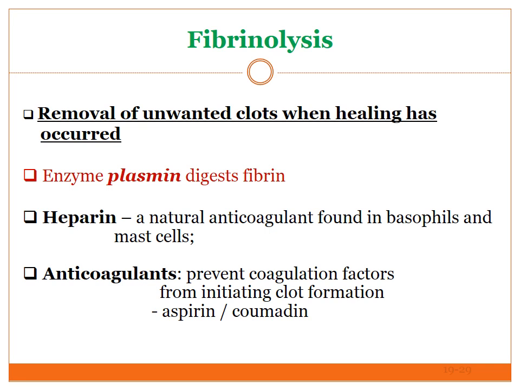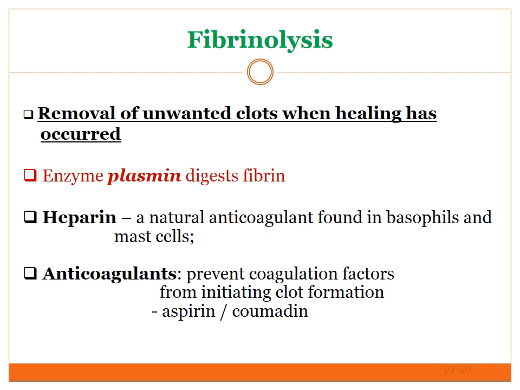Once healing has occurred in the area of the damage and the clot formation, we want to get rid of the unwanted clots. So this is known as fibrinolysis. We're breaking down the fibrin clot, and we have an enzyme that's called plasmin that will digest the fibrin to dissolve the clot. We also have other things within plasma that are always there, because we're constantly making small clots in our blood, and we don't want the clots to progress.